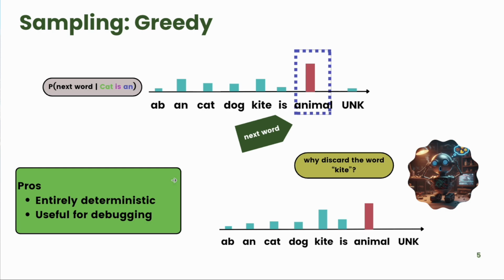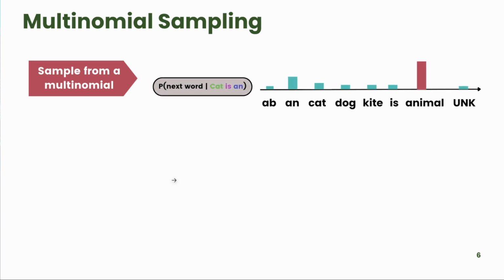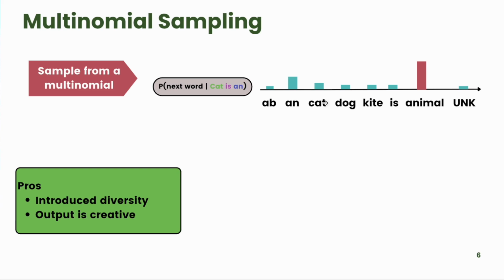The next approach is the simple multinomial approach. So what you do is you treat this distribution as a multinomial distribution, and you just sample from this. So when you do that, there is a non-zero probability that each of these words get selected. So animal will be selected with the highest probability, that's clear, but you might also end up with an, you might end up with is, you might end up with cat as the next word, and so on. So the benefits of this approach are two. Firstly, you introduce some diversity in your output. So unlike the greedy approach, which was only focusing on the token that had the maximum probability, this particular approach is introducing some diversity.